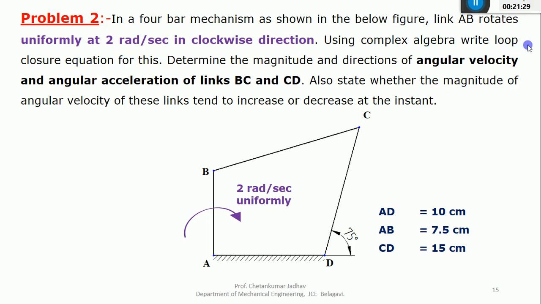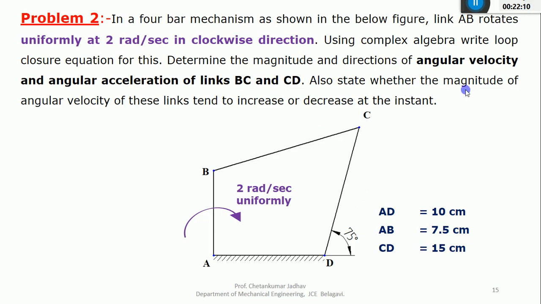Already in the previous class, I have explained how to write a loop closure equation for any closed profile. In the next slide I'll explain it. After that, determine the magnitude and directions of angular velocity and angular acceleration of link BC and CD. So this is link BC and this is link CD. It means you need to find omega 3, alpha 3 and omega 4, alpha 4.